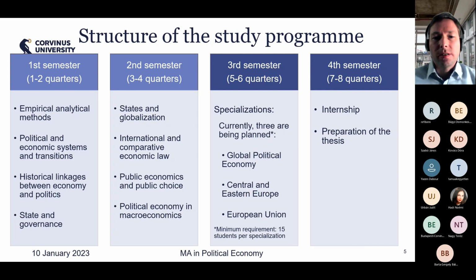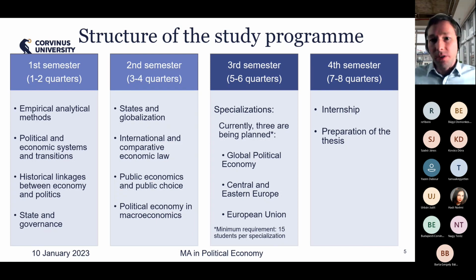Then in the third semester, so in the first semester of the second year, which is the 5th and the 6th quarter, you may choose from specialization tracks. Currently, we are planning to have 3 of them, but this is not final yet, because the minimum requirement for each specialization is 15 students.